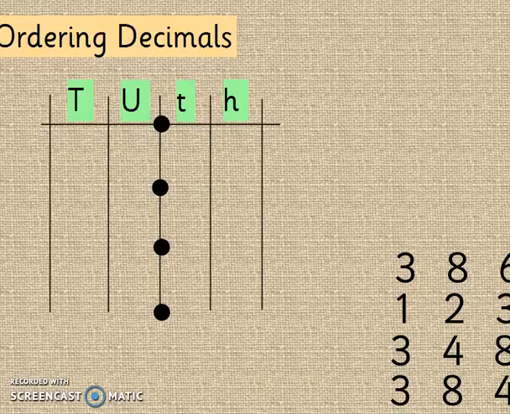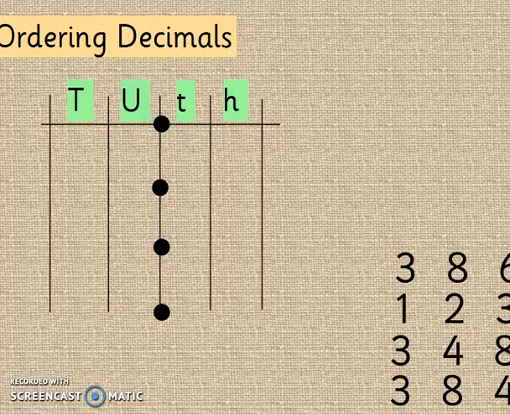So if I asked you which was greater, the number 34 or the number 35, you would know that the bigger number is 35 because there are 3 tens in both numbers, but there are 5 units instead of 4 units. So that's a greater number. It's the same when we start ordering decimals.